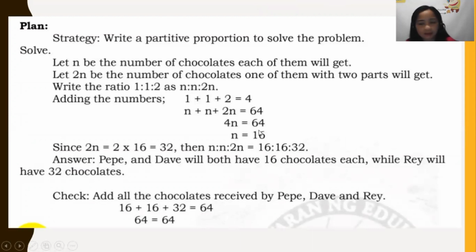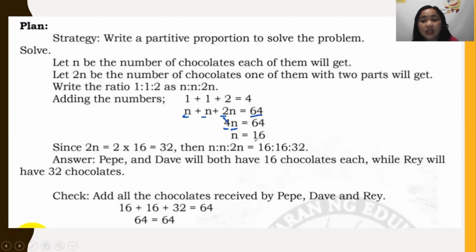So we have here, yung 1, nag-represent siya sa n. n plus n plus 2n equals yung total number of chocolates, 64. So dito sa algebra, kapag nag-add ka ng variable at pare-parehas yung letter or pare-parehas yung variable at parehas din ang degree, i-add mo lang yung kanyang numerical coefficient. So we have 1 plus 1 plus 2, that is 4n equals 64. Dividing both sides by 4, na-cancel na to, n is equal to 16.